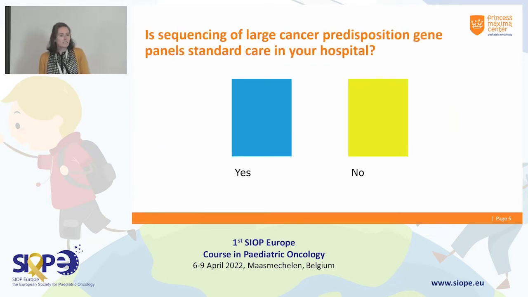And then the other question, at conferences you hear all these stories about sequencing of large sets of genes. Is that already implemented in your center? That's blue, or not at all? Okay, yeah, so that's more yellow than blue. So some centers have experience with that, but many don't.